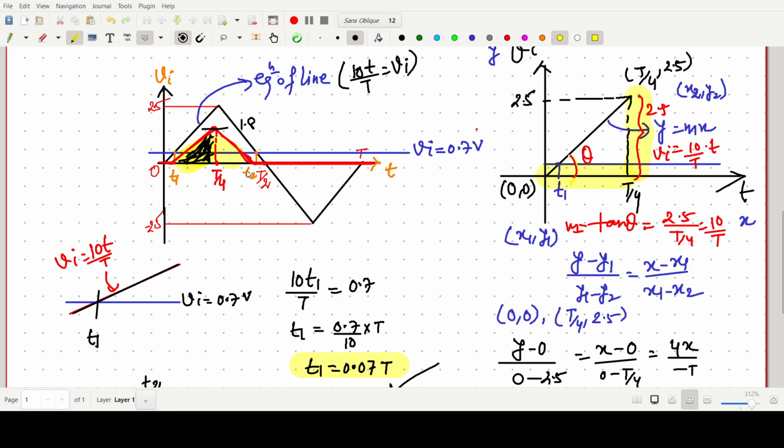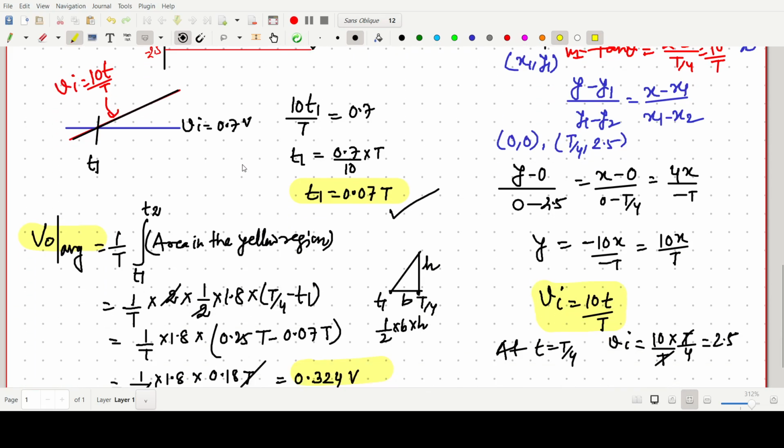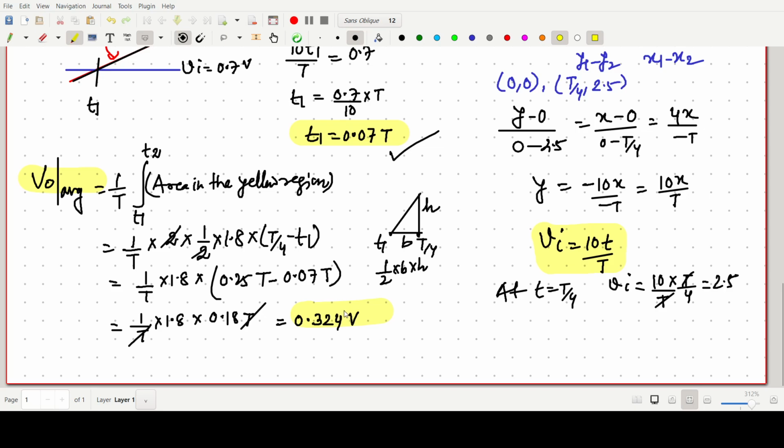This T2 point also we can calculate. So this point is clear. This is the question and this is the solution. For the T2 point, I am just giving a hint. One line is there, this one is 0.7 volt. So we have to find the T2 point. One point will be T by 4, 2.5, and the other point is cutting at T by 2 or 0.